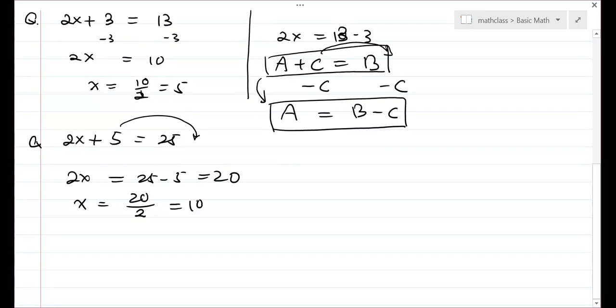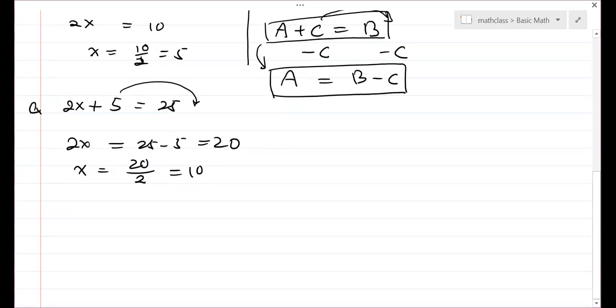Actually, I subtracted 5 from both sides. Subtracted 5 from both sides, then 25 minus 5, the left-hand side is 5 minus 5, right? Then 5 is gone. Okay, that's it. So that's all about the basic ideas of when you divide.